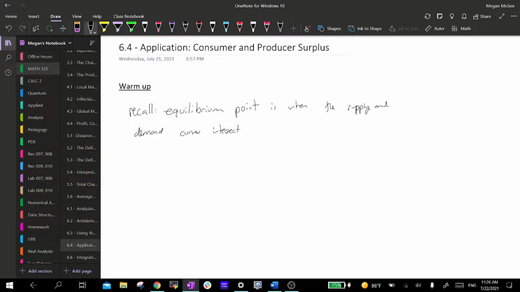Okay, so we're going to do a little example with that. If we're given the supply as P is equal to 3 plus Q squared, and the demand is P is equal to 21 minus Q squared, we want to find the equilibrium point. All right, so all we need to do is set the supply and demand curves equal to each other to find where they intersect.